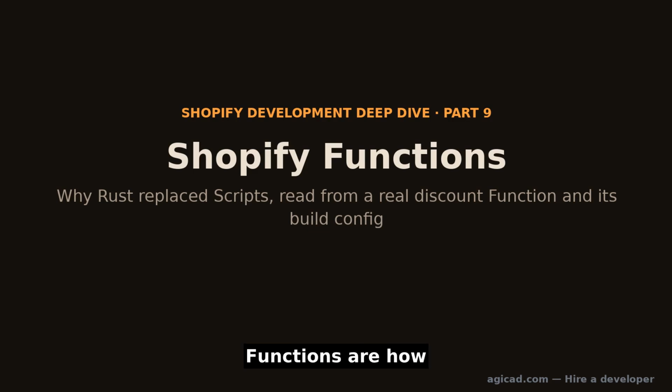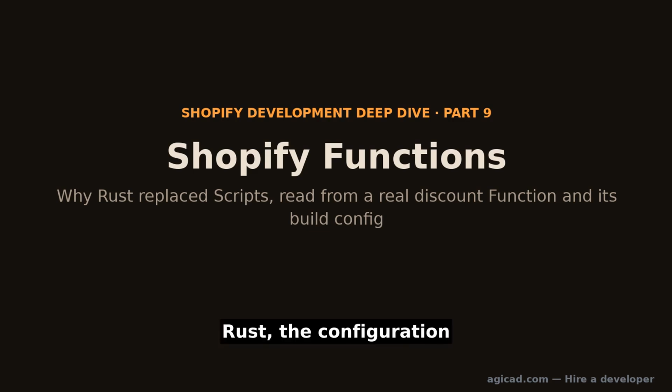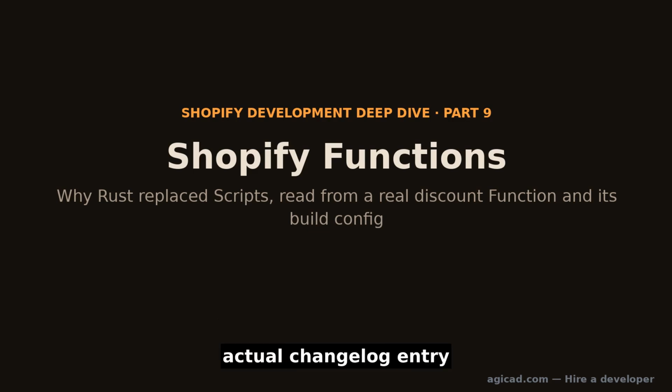Shopify Functions are how apps customize discounts, shipping, checkout validation, and payments, and they're the official, and now only, replacement for Shopify Scripts. We're going to read a complete, real discount function written in Rust, the configuration file that compiles it, and the actual changelog entry that set the deprecation dates for scripts.